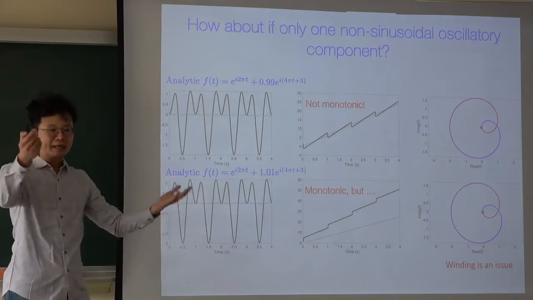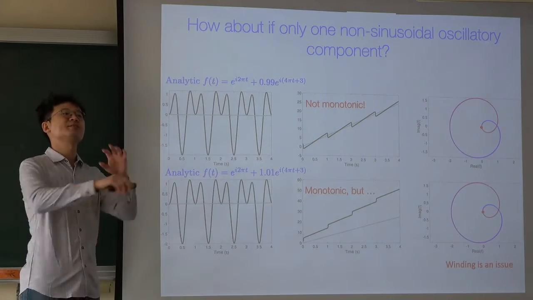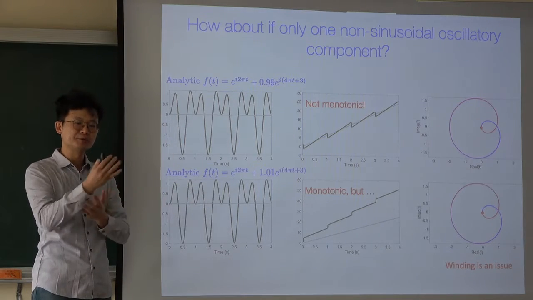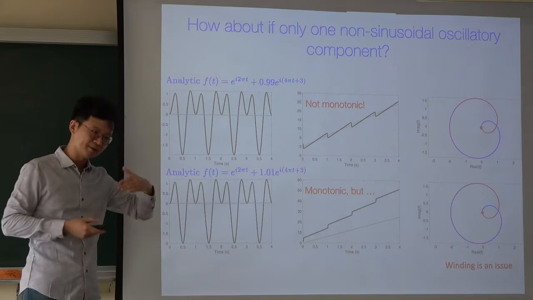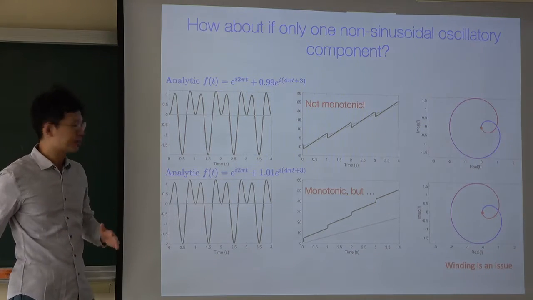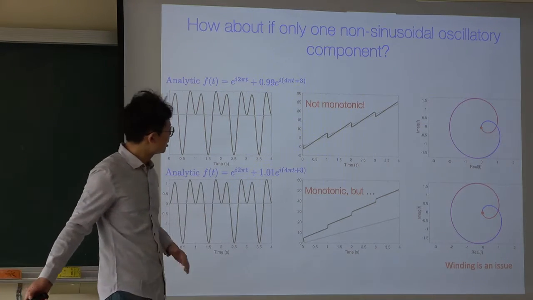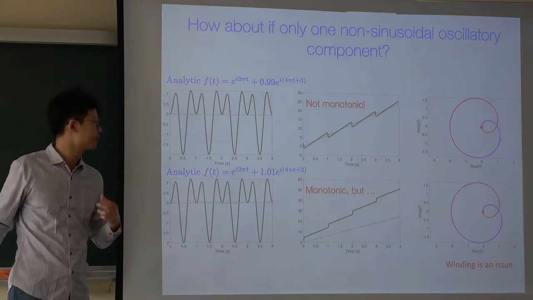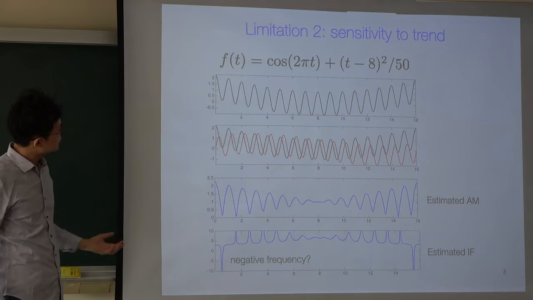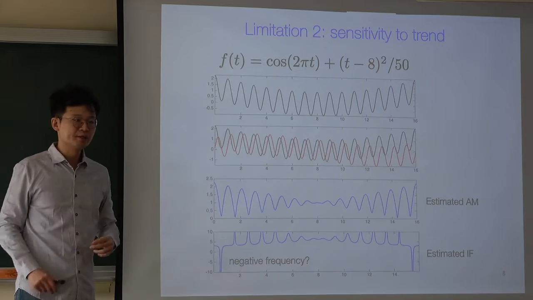But what does it mean by negative frequency? That is directly related to the phase. What does it mean by phase? We will discuss that in the next session, or the session after. So it tells you that, well, Hilbert transform is good, but it has some limitations. And another limitation is the sensitivity to trend.